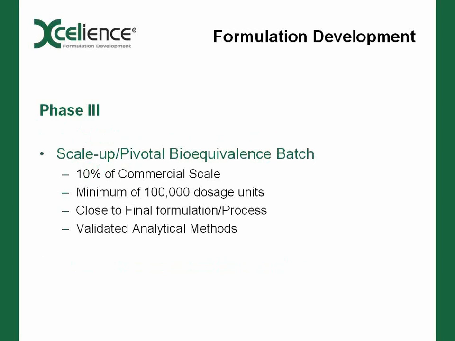So by the time we get to phase 3, we want to have a scaled up formulation for the pivotal batch, which needs to be within 10% of what our commercial scale is going to be, or a minimum of 100,000 dosage units. And you want that very close to the final formulation and process, so that when you go to file your NDA, there's not a lot of questions about what you put into your pivotal bio batch and what actually is going to be marketed.